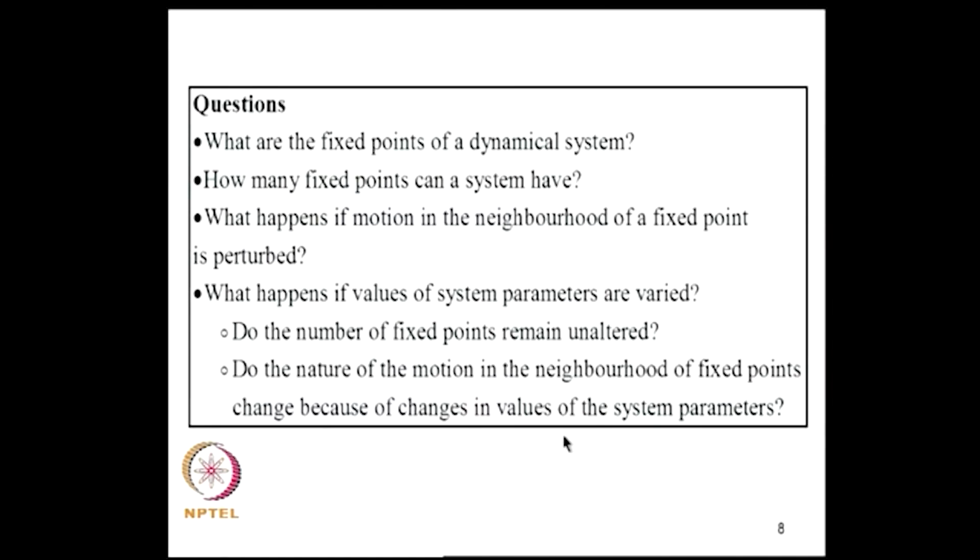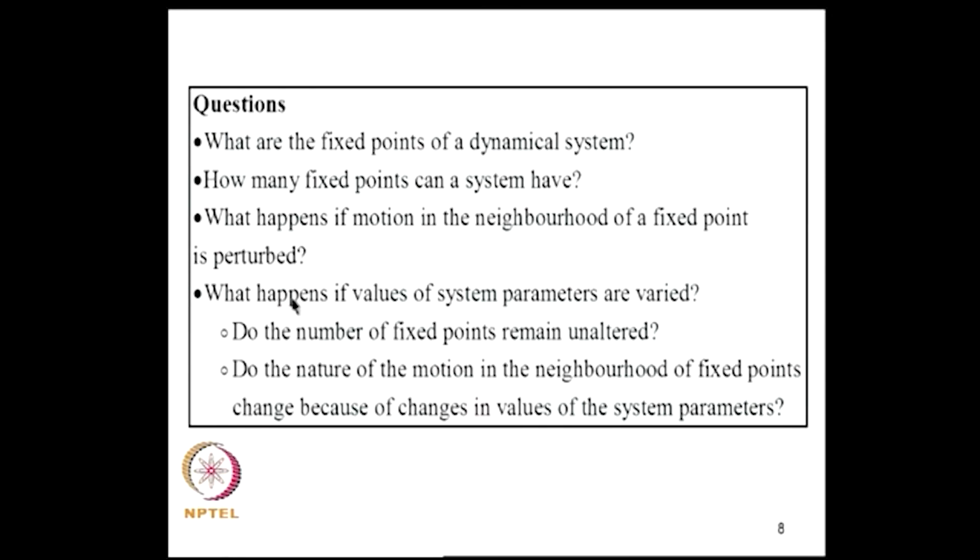Now, what are these fixed points of a dynamical system? What do they mean? What is their significance? And how many fixed points can a system have? What happens if motion in the neighborhood of a fixed point is perturbed? Okay, you have x dot equal to 0, y dot equal to 0. Now, I slightly perturb the motion. Will the motion also die out or it will grow or it will remain unbounded, I mean neither decays to 0 nor becomes unbounded, what happens?